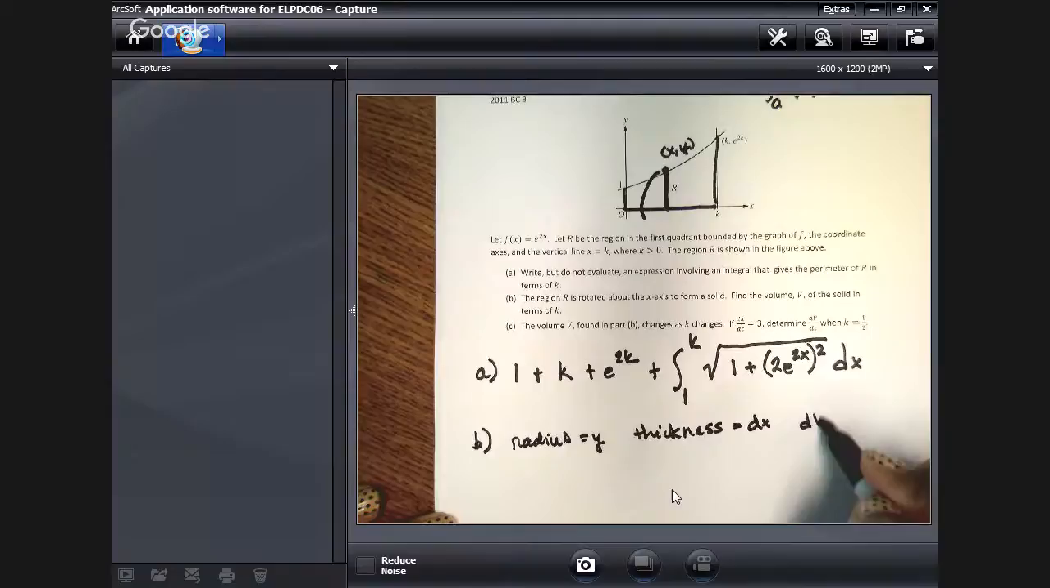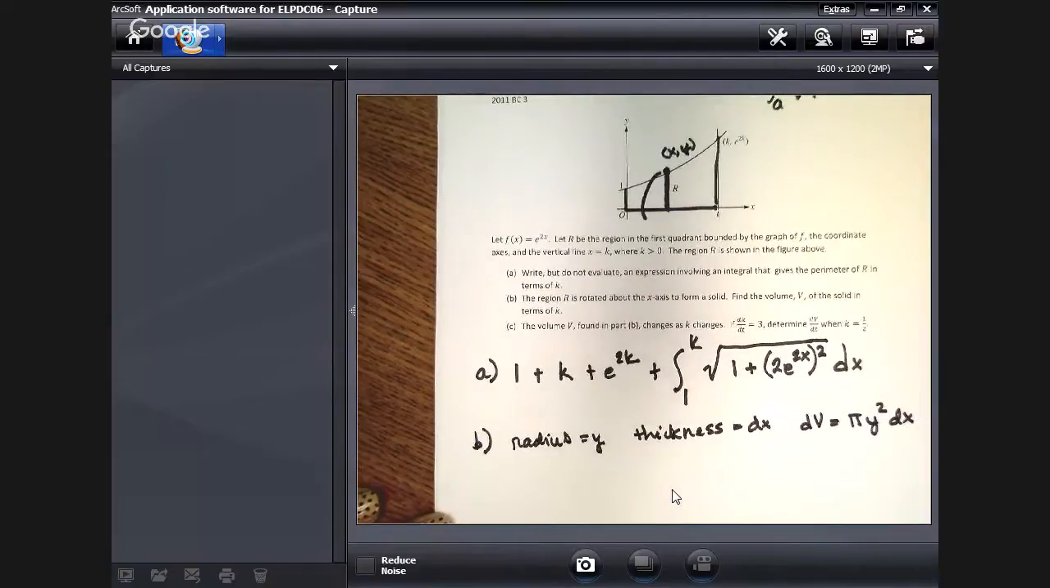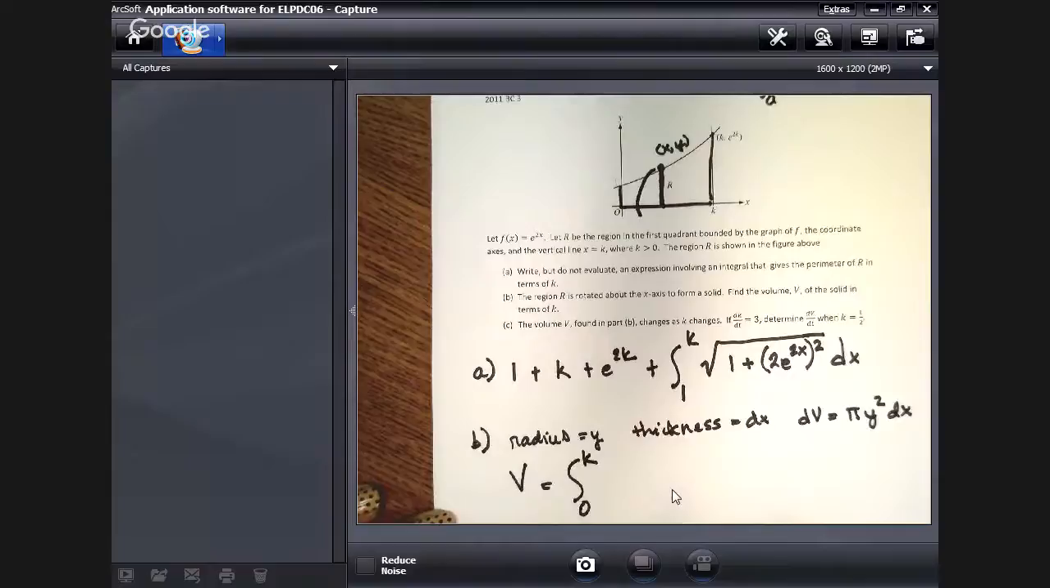So the volume of one of the cylinders, I'm going to call it dV, would be pi times y squared times dx. Our same pi r squared h formula that we're used to. I haven't earned any points yet, but this is a way that you can think of how to set up your integral. So the volume is equal to the definite integral from 0 to k.